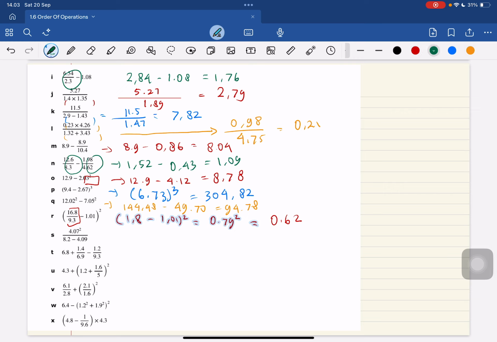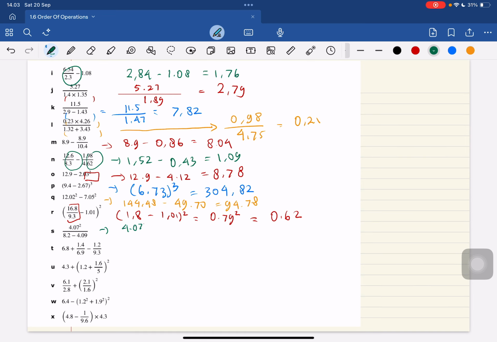Okay, next is indices and bracket. So starting from bracket first, so let's keep it as 4.07 squared. Inside the bracket, 8.2 we minus it by 4.09 will give us the answer 4.11. So finish the bracket, then the indices. 4.07 squared will give us the answer of 16.56. So 16.56 we divide by 4.11 will give us the answer 4.03.